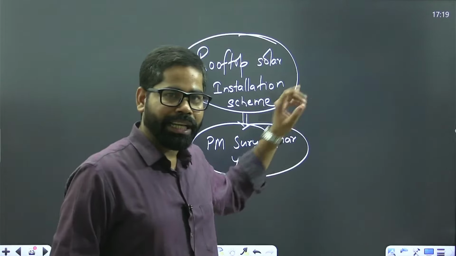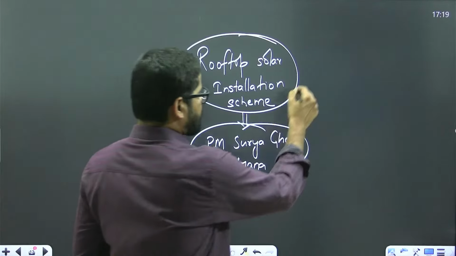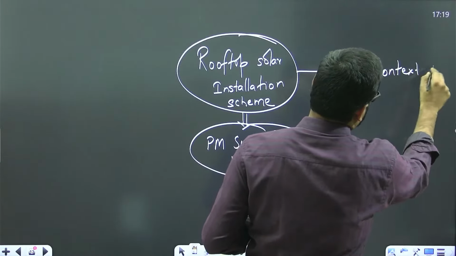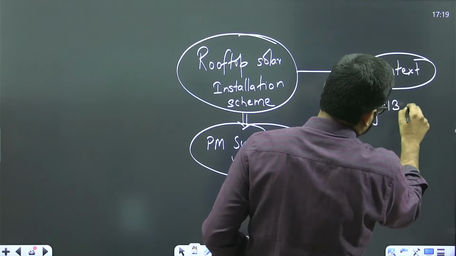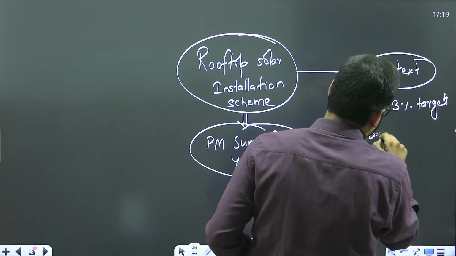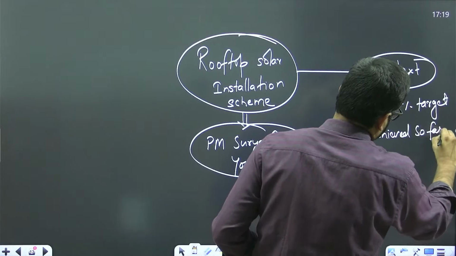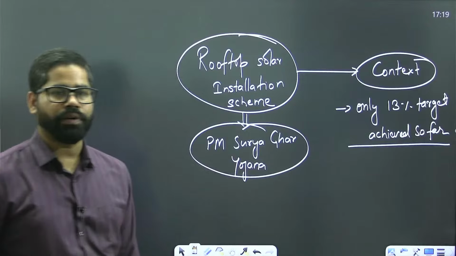So if we are talking about this PM Surya Ghar Yojana, what is the context here? Context is that only 13% target achieved so far. Only 13% target has been achieved so far.